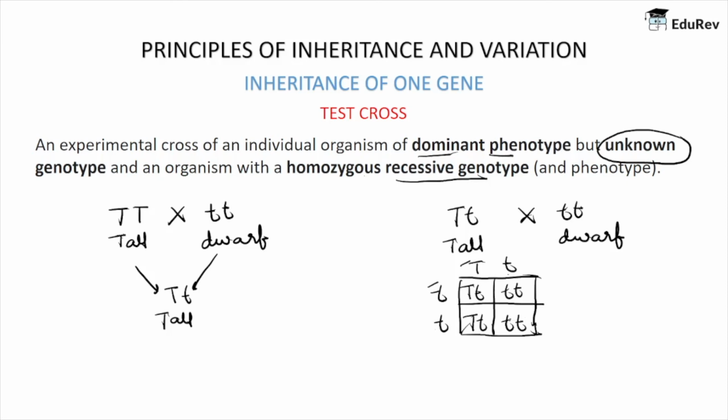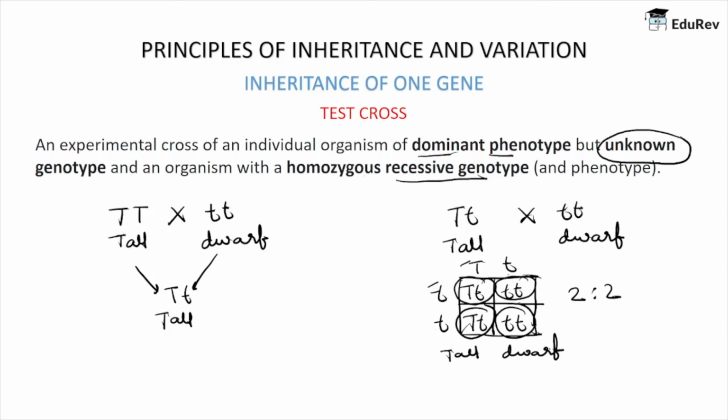Now in this case, you see that two plants are tall. The two plants here are tall. And two plants are coming dwarf. So here now the ratio is 50-50. Half of the plants are coming tall and half of the plants are coming dwarf.